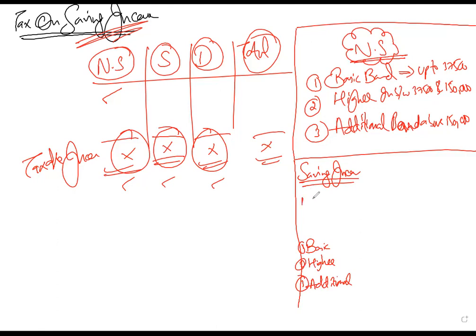The first one will be the start band, and the second one will be the nil rate band. The short form of nil rate band is NRB. So these two bands, start band and NRB, are in addition to what we learned in non-savings. In non-savings, we have three bands, but in savings income, we have a total of five bands.